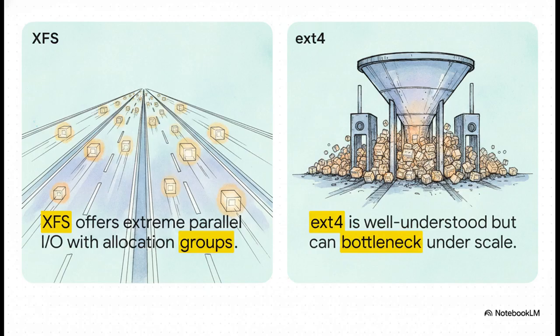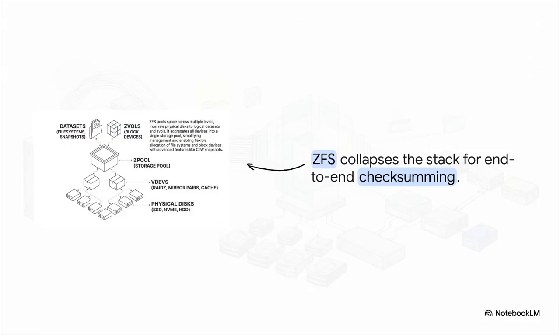Ext4, though, remains the tried and true, universally understood foundation. But under high concurrency I/O, its single global lock can become a pretty major performance bottleneck. Then there's ZFS.